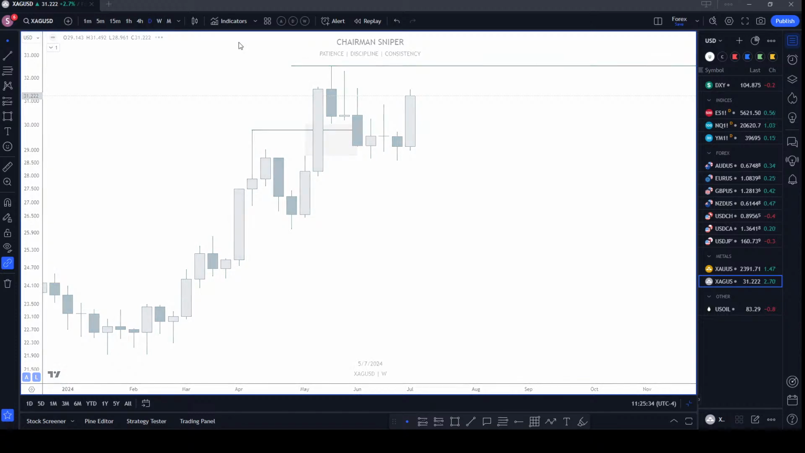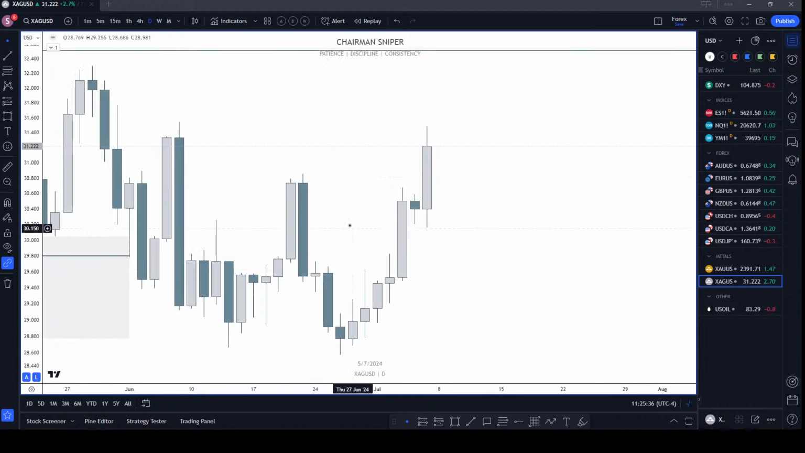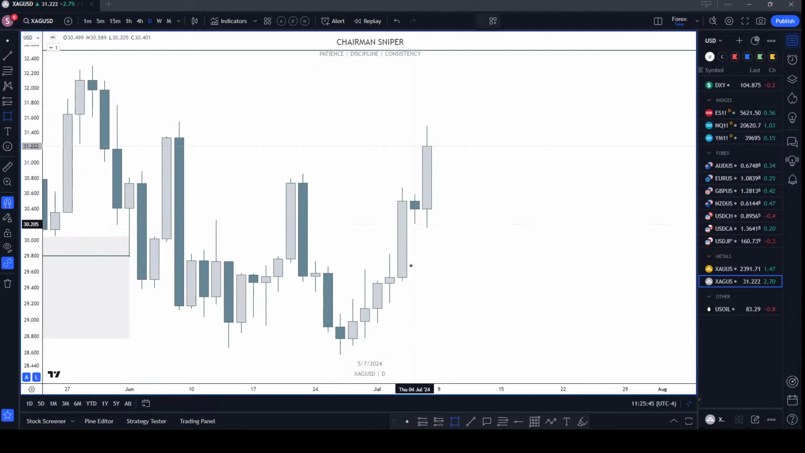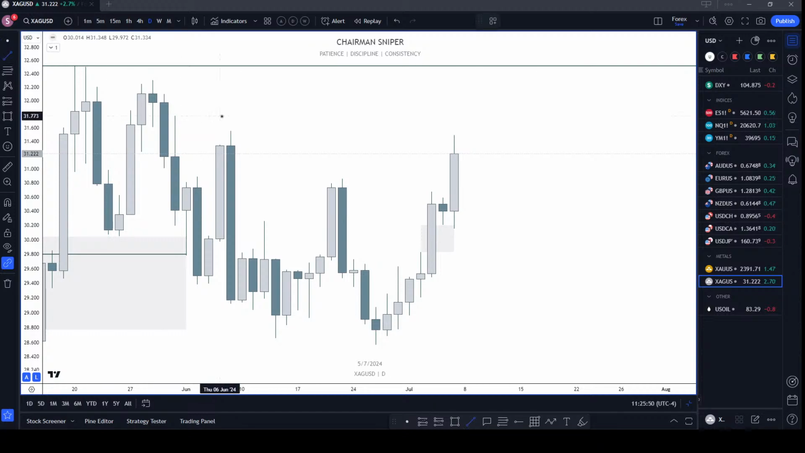So there's a golden nugget for you guys right there. On the daily, on the weekly, we are sweeping this high. On the daily, we did react to this on Friday, similar to gold. Currently looking at taking this high, very close to that.